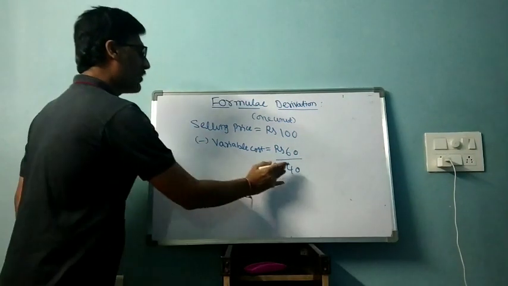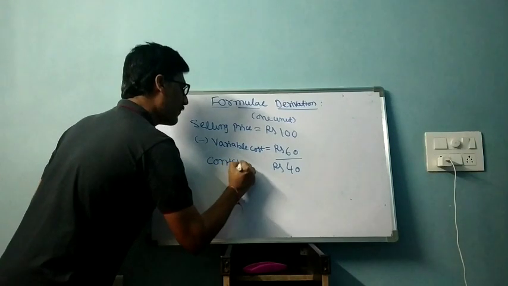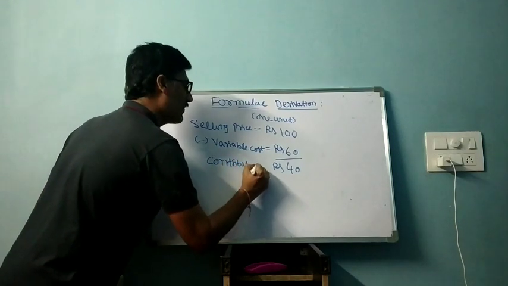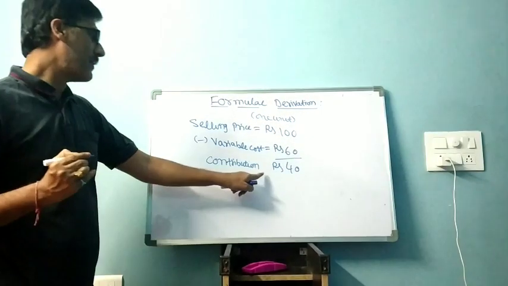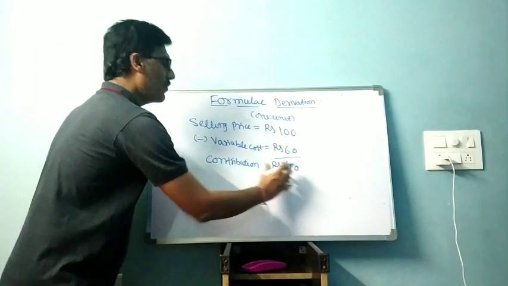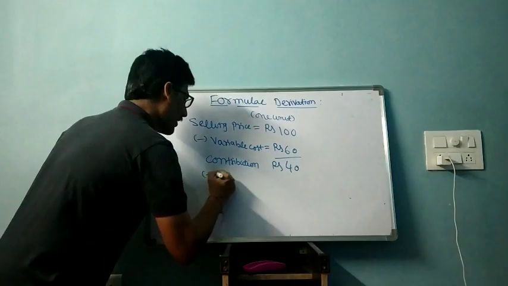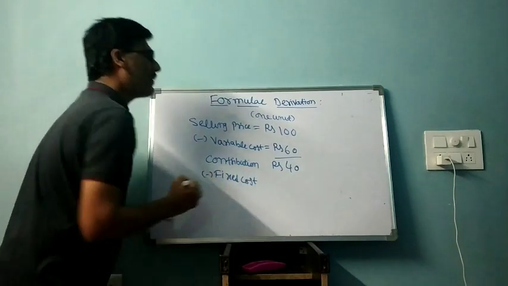Then what should this be called? Contribution. This should not be called a profit because we have not deducted fixed cost. We deducted only variable cost. Whatever the amount you are getting is contribution. From this, what should be deducted? Fixed cost. How to arrive at the fixed cost?